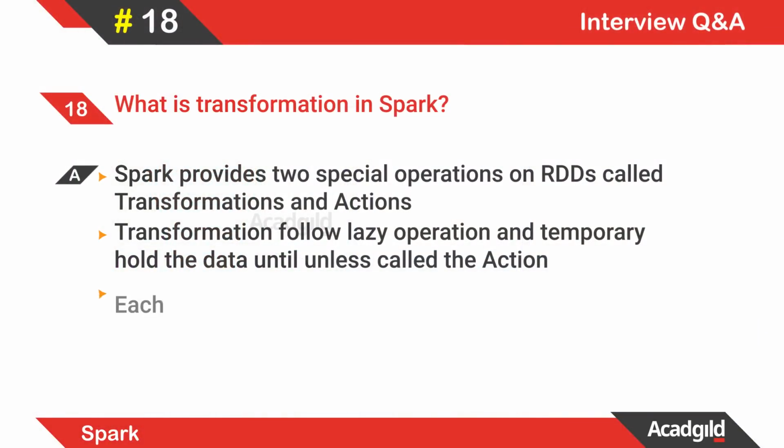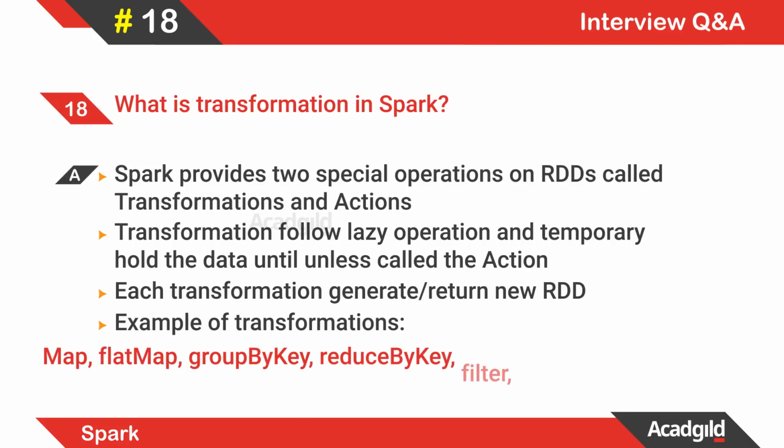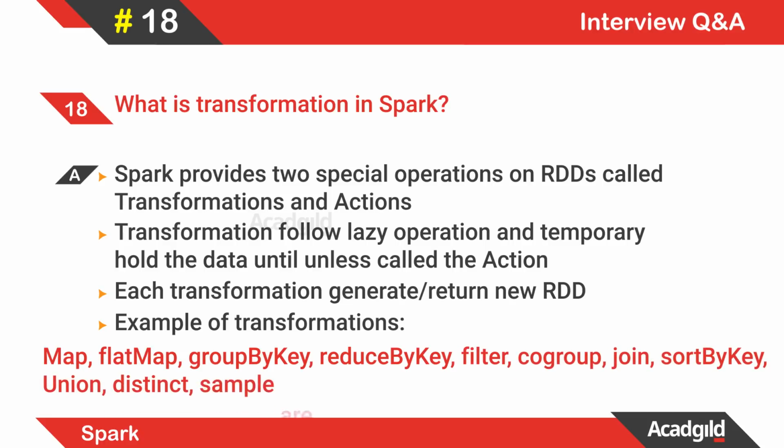Now as mentioned over here, each transformation generates or returns a new RDD, because RDD again is an immutable concept. Examples of transformations are map, flatMap, groupByKey, reduceByKey, filter, coGroup, join, sortByKey, union, distinct, and sample. These are the common Spark transformations. In all of these methods, it is not going to execute your code unless and until you call some action on top of your Spark operation, because transformation is a lazy evaluation inside the Spark engine.